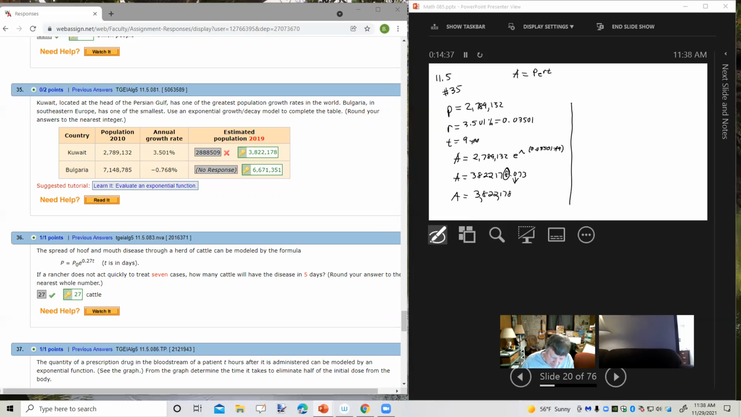Now let's take a look at the second half of that problem, which is Bulgaria. Bulgaria, the population is 7,148,785. The annual growth rate is actually negative, so it's decreasing, negative 0.768%, which is negative 0.00768, moving over 2 places. Is that right? 1, 2, yeah. Time is still 9 years.